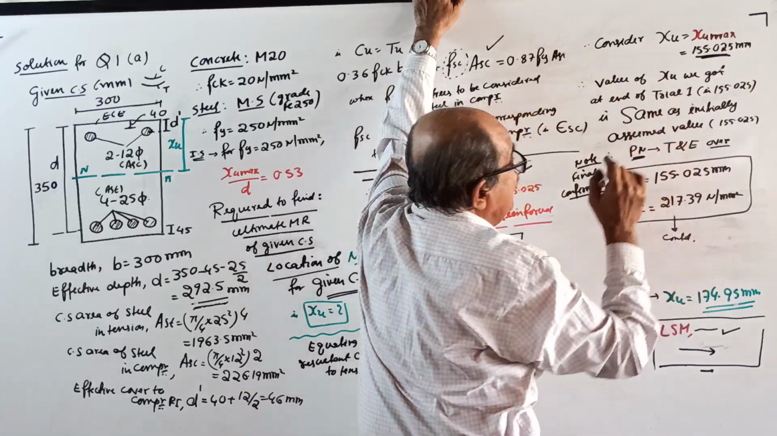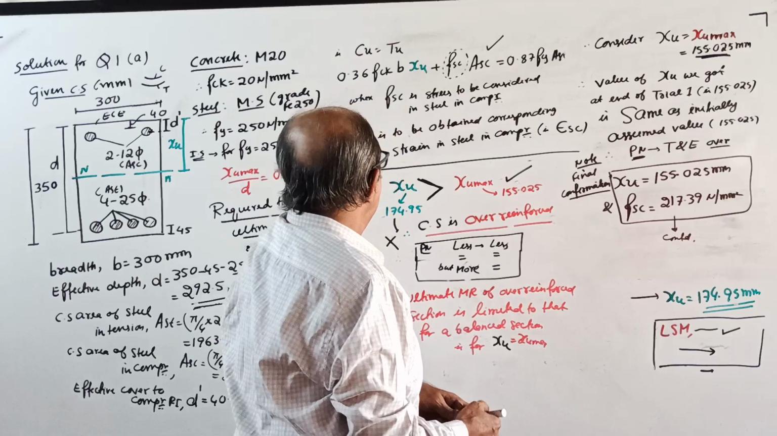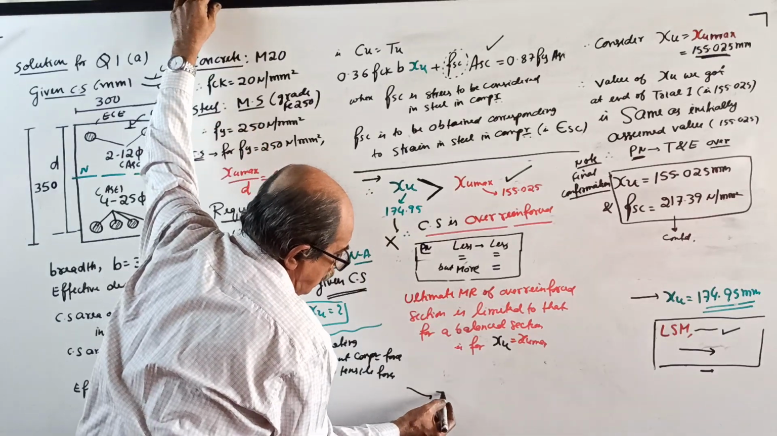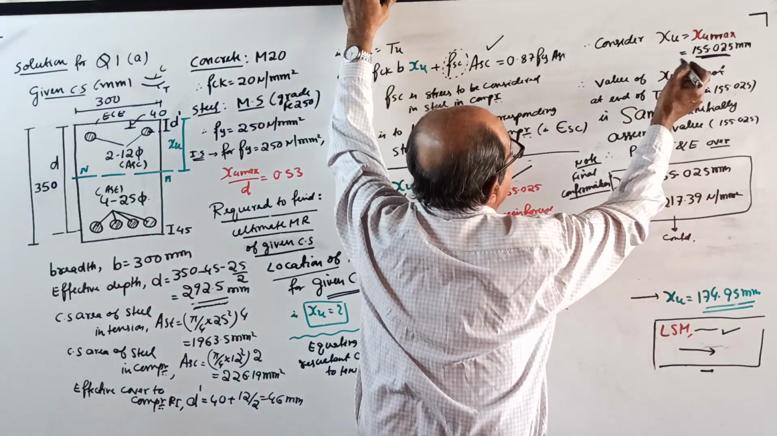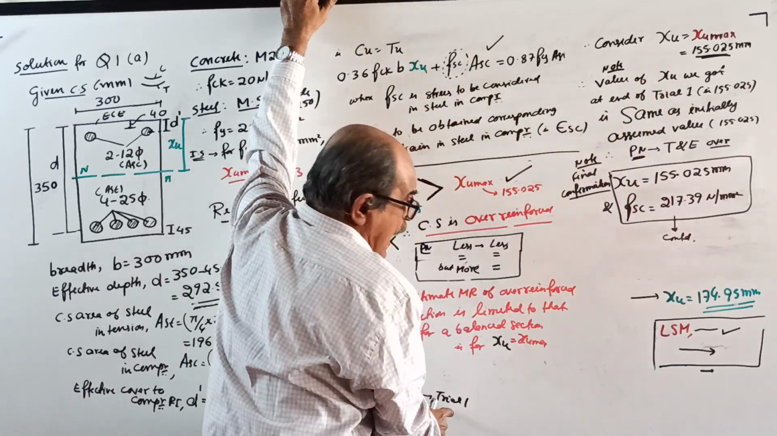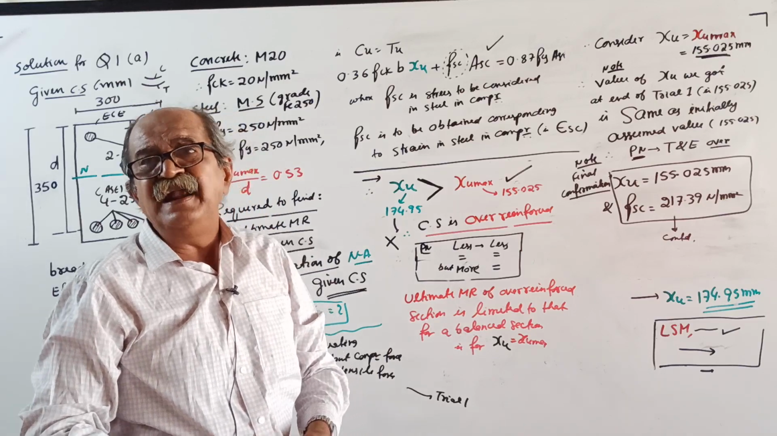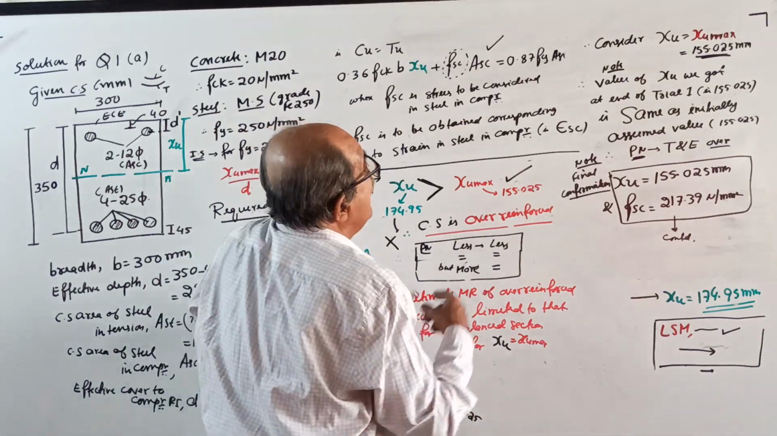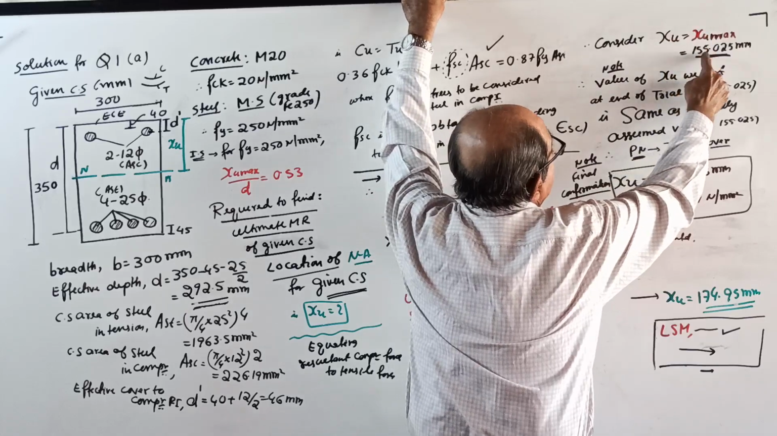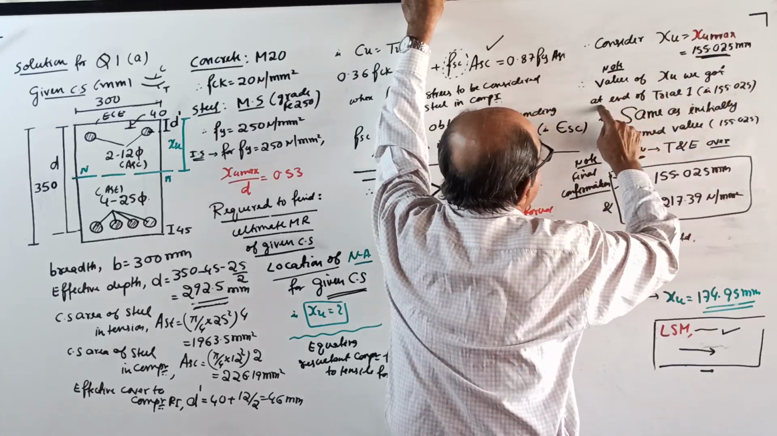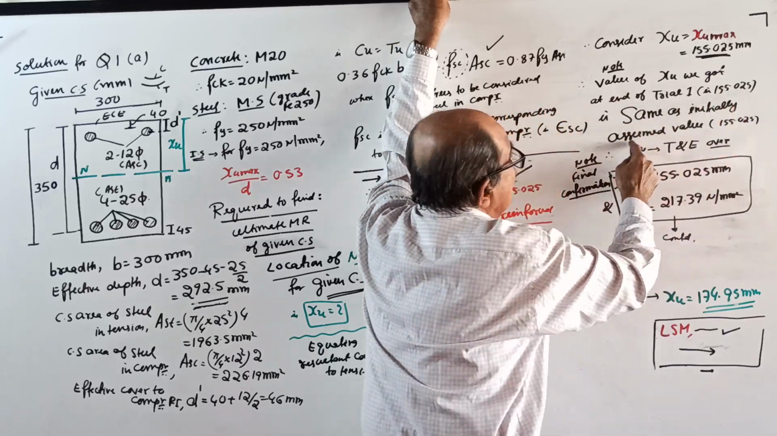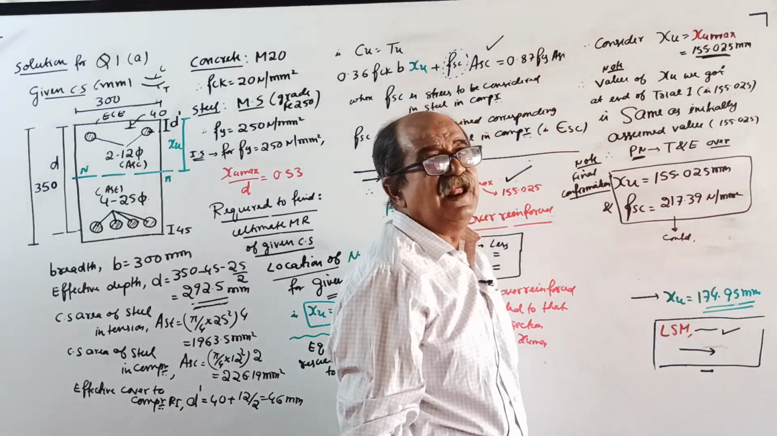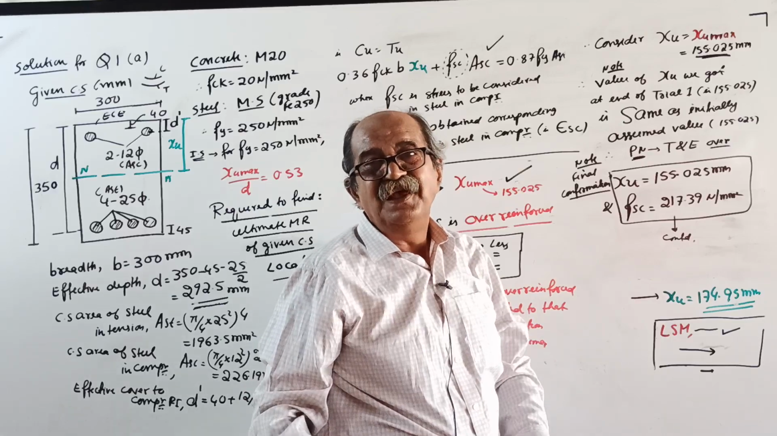Now see correctly. You write some note here. Our trial 1: for getting FSC, we started with XU equal to XU max, or 155.025. And finally, we got once again XU equal to 155.025. Therefore, the value of XU we got at the end of trial 1 is the same as the initially assumed value. You are very, very lucky. Of course, the question was set by me. Unlucky will come later.